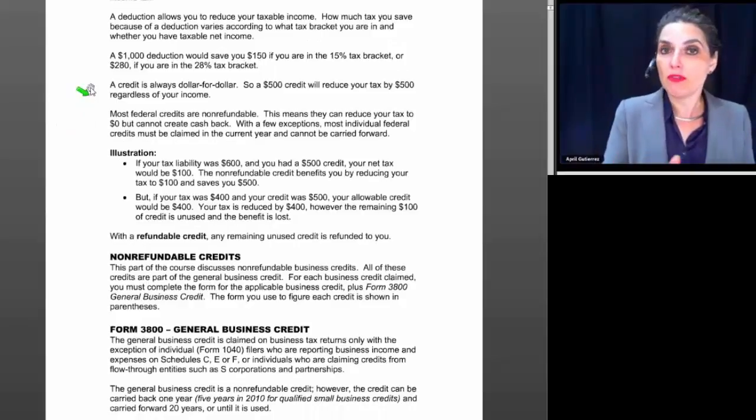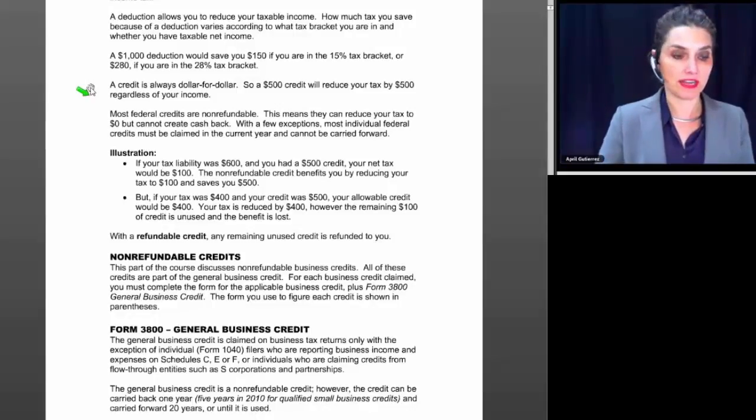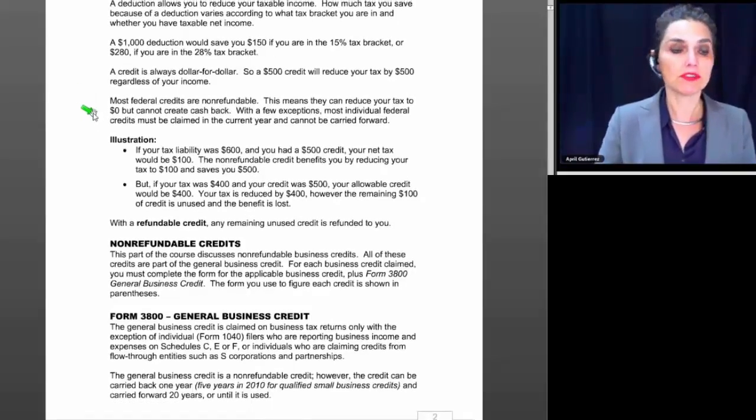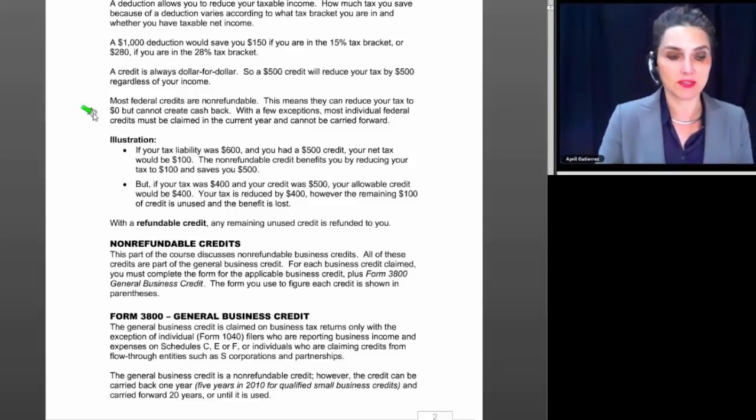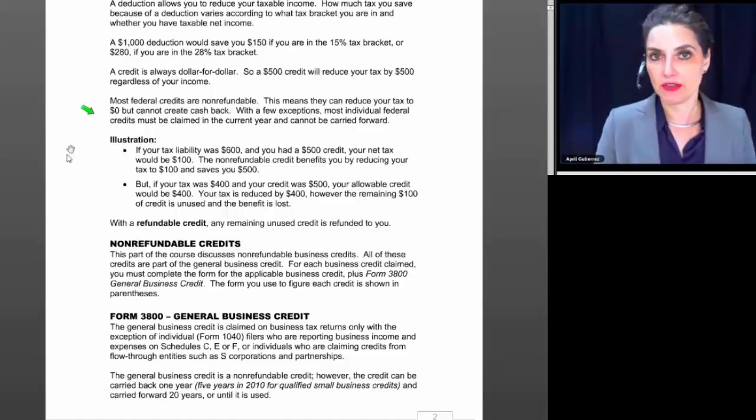If you happen to qualify for a credit and the credit is $500, it will reduce your tax by $500 regardless of what your income is. Most federal credits, and usually state tax credits as well, are non-refundable. This means that they can reduce your tax to 0, but they cannot create cash back. And with a few exceptions, most federal credits must be claimed in the current year and cannot be carried forward.